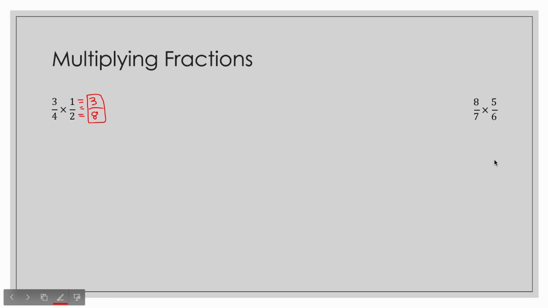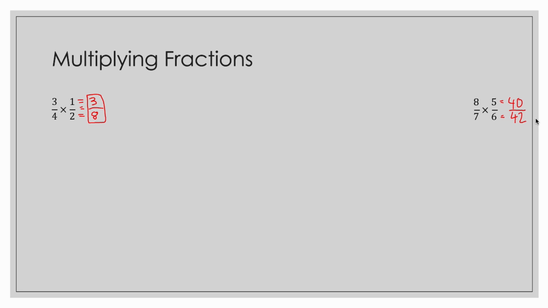So let's go to this second example, 8/7 times 5/6. Let's do the same thing we did there. 8 times 5 is equal to 40. 7 times 6 is equal to 42. We just put the fraction line in between.